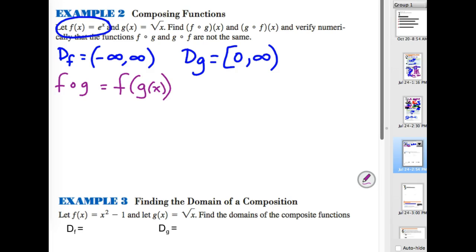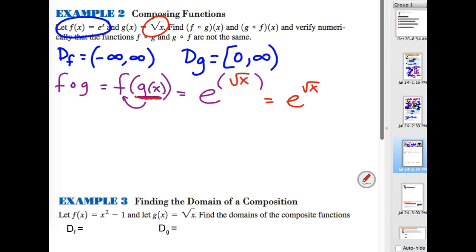So I know that I'm going to take my g of x function here and plug it into function f. So I'm going to start with function f, which says e to some power, and I'm going to replace that x with my g of x here, which was the square root of x. Okay? So the composition f of g gives me e to the square root of x.